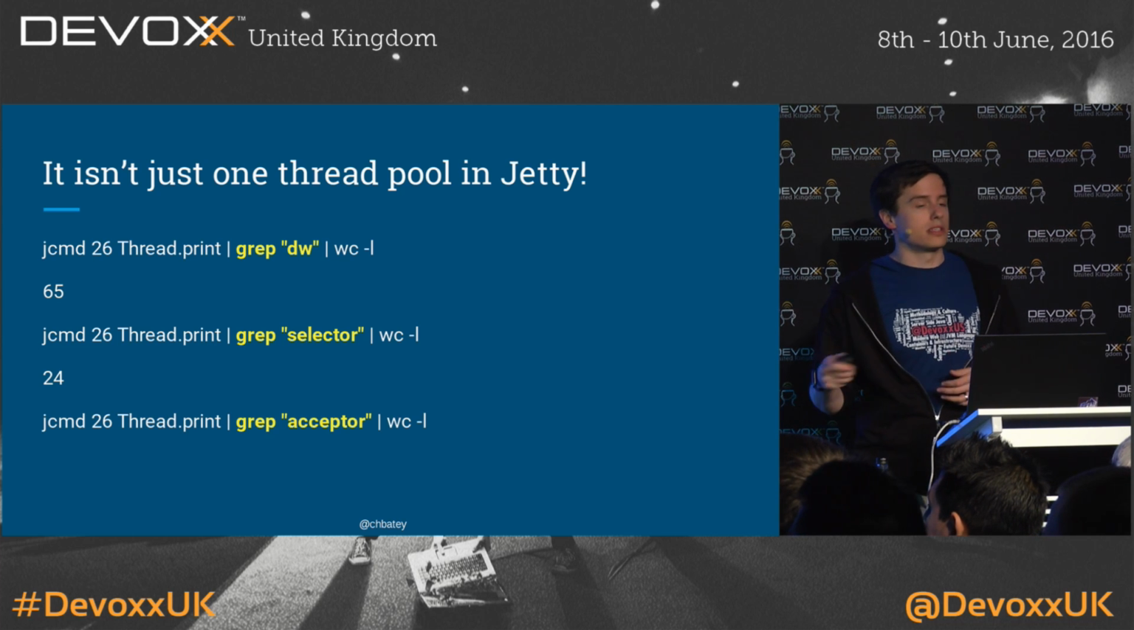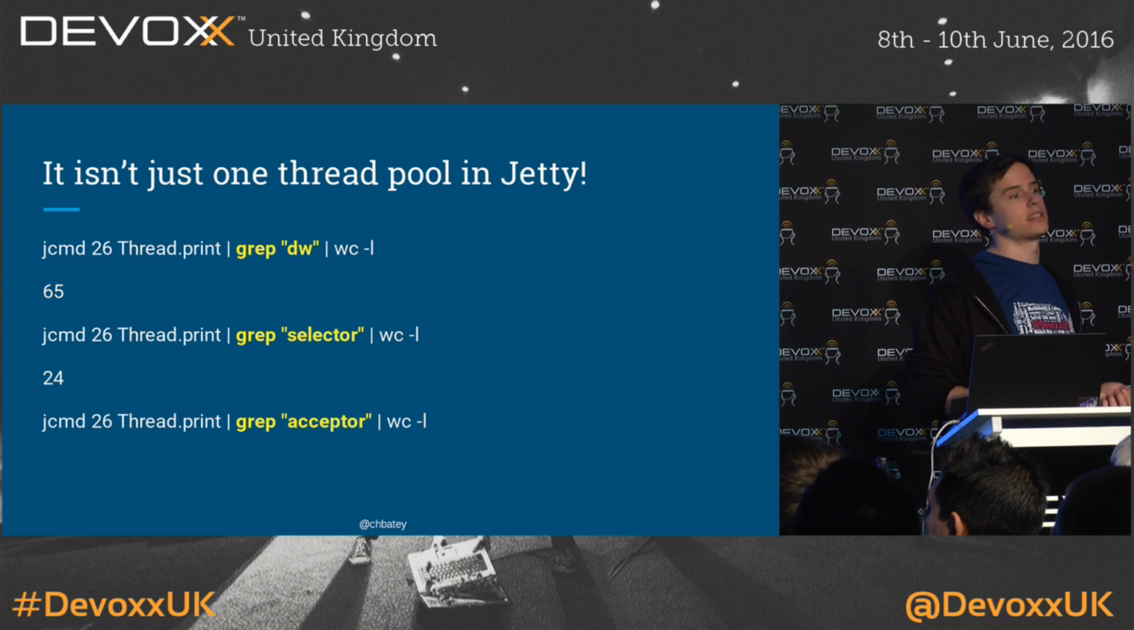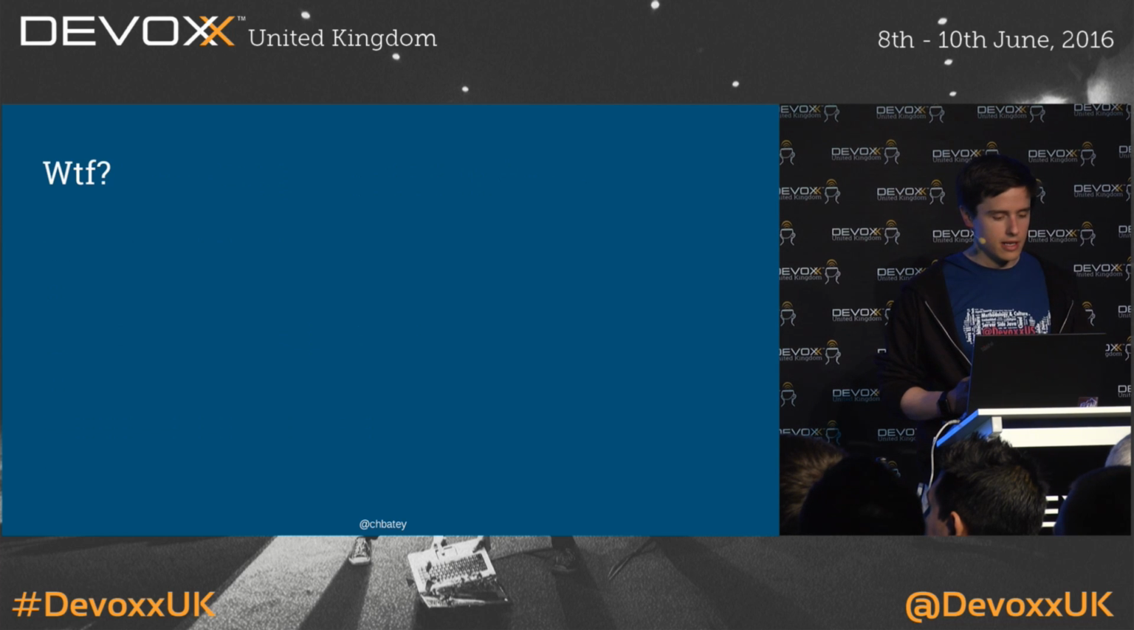Again, we've got acceptors. This is a thread pool inside Jetty which is actually accepting requests, so new connections. And that one came out as 12, which again was very, very suspicious.